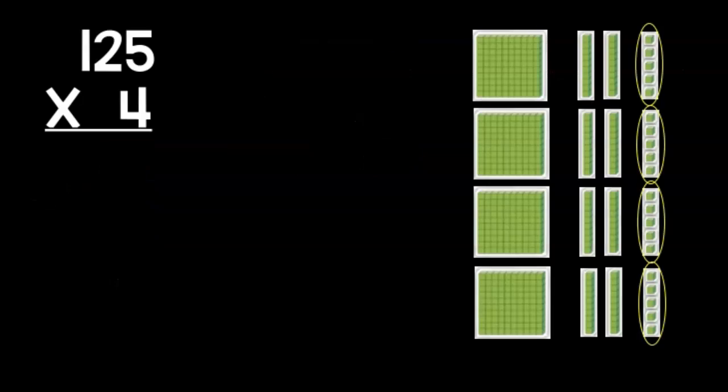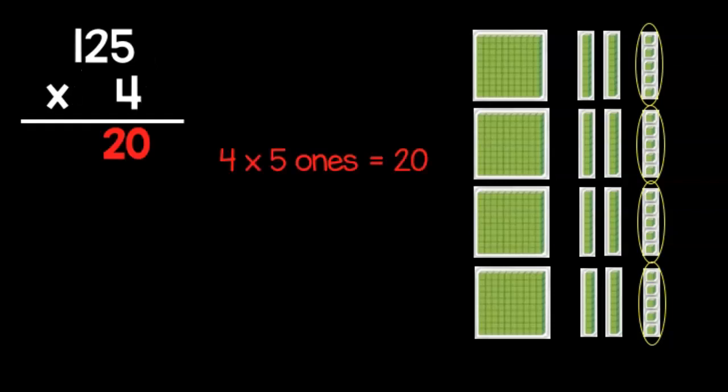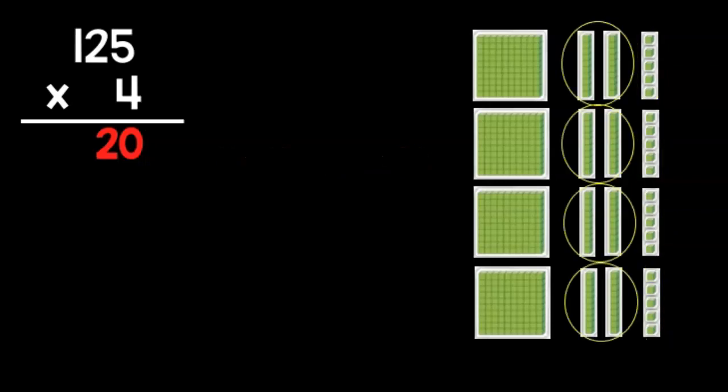Another way would be using arrays, or place value blocks. Here we have 4 groups, 1, 2, 3, 4. Each of these groups has 125 in it. So if we look at the ones place value first, we have 4 groups. There are 5 ones in each group, so 4 times 5 equals 20. We write down our 20 and look at our tens place value.